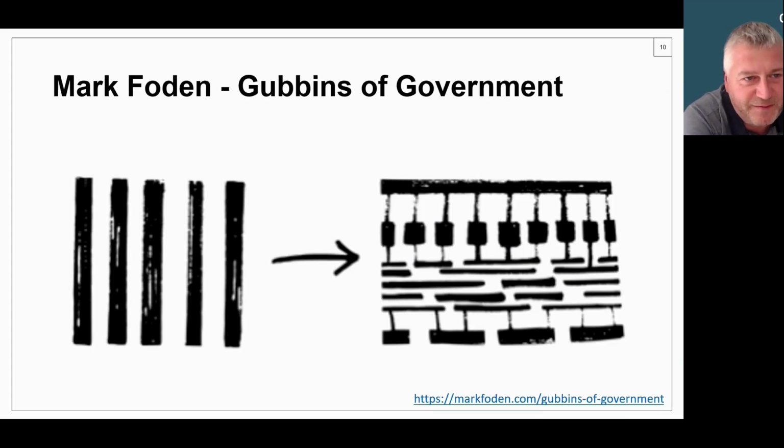Another one, and this has been around for quite a while, in particular relevant in public sector, but probably applies to all industries, is Mark Foden's Gubbins of Government. I think this goes back to around 2005. If you look at traditional ICT systems where they're monolithic, as in just there to serve a single purpose, when you look to start to join those up, how do you ensure that you're using commonality across those?